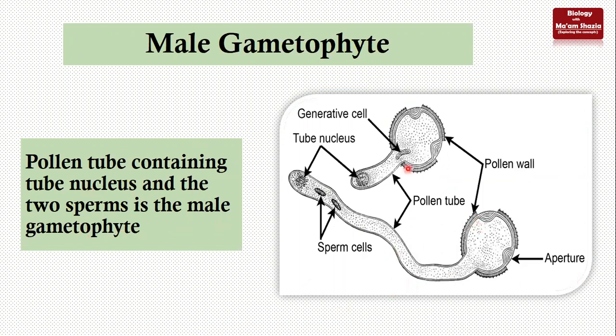Now, this is basically called the male gametophyte. The microspore has a small pollen tube containing two nuclei. This is basically the male gametophyte, and you can see that these nuclei are produced through mitosis. That's why we say the gametophyte generation is haploid, and it is gamete producing.